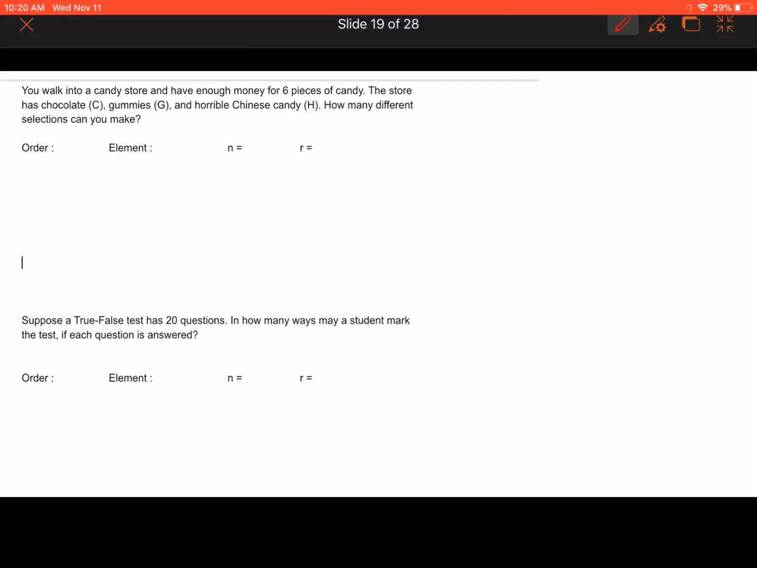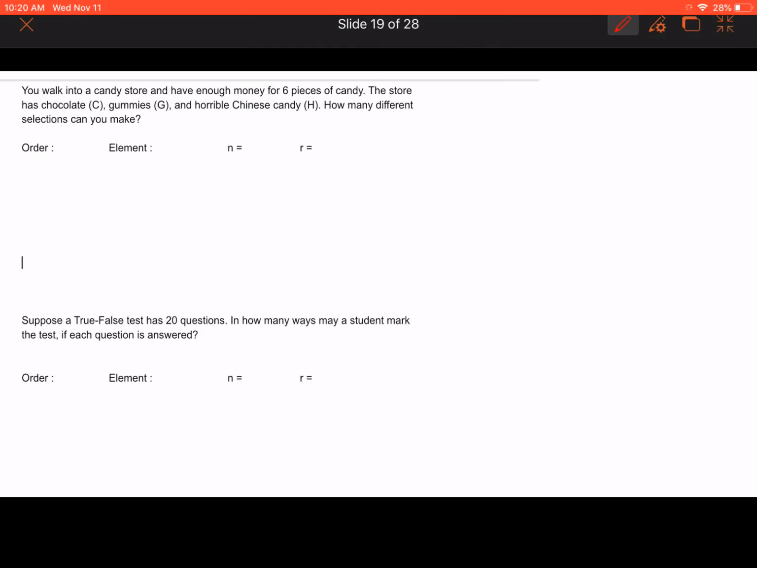Today we are going to see some more problems related to combination and permutation. The first problem is: you walk into your candy store and have enough money for 6 pieces of candy. The store has chocolate, gummies, and horrible Chinese candy. How many different selections can you make?